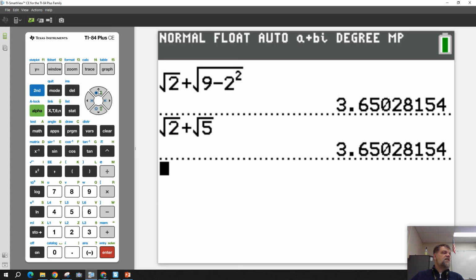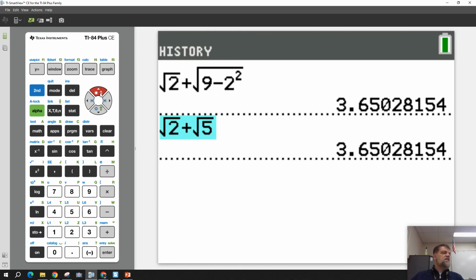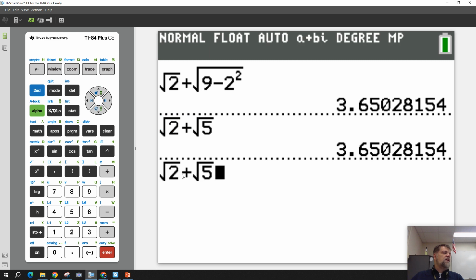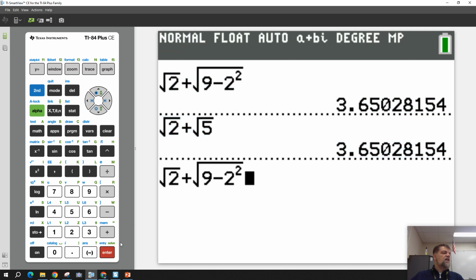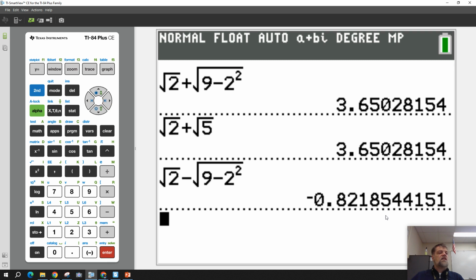Here's a little trick on these calculators. If I hit the up button until I get to here and I hit enter, it copies and pastes it, right? Then I use the left arrow button to change that plus sign to a minus sign. And then once I'm outside of all the square root symbols, if I hit enter, I'll get this decimal. Okay?